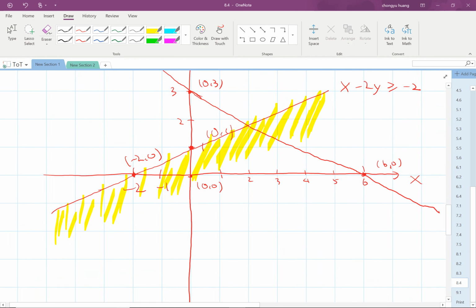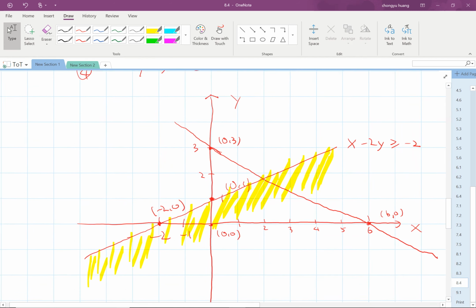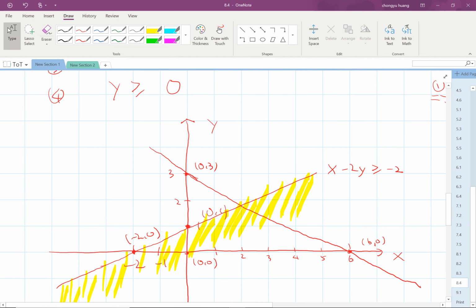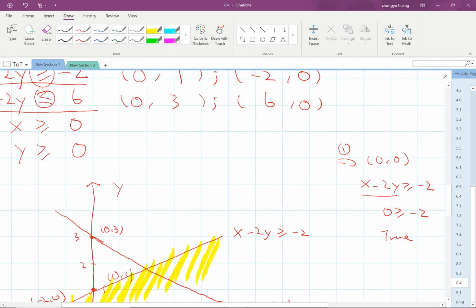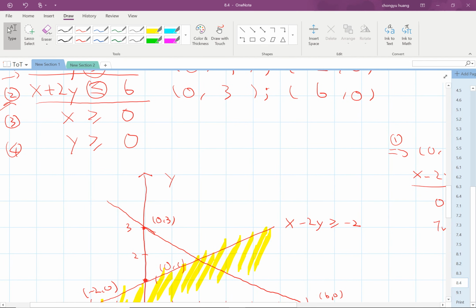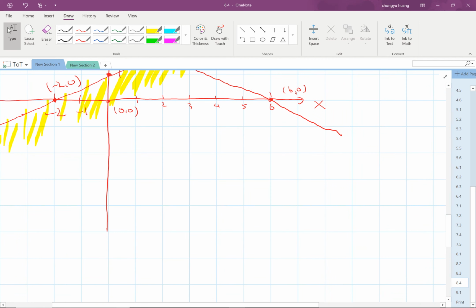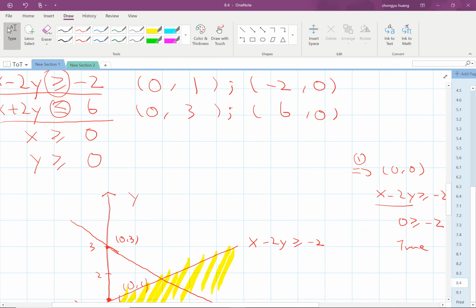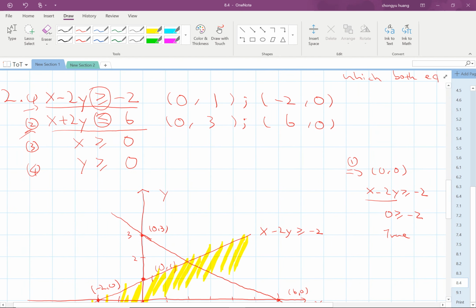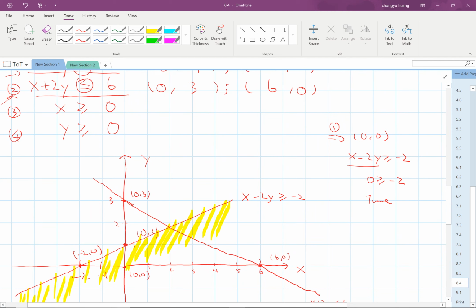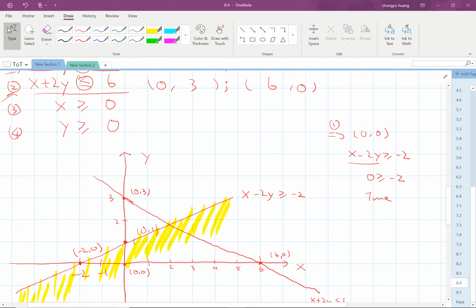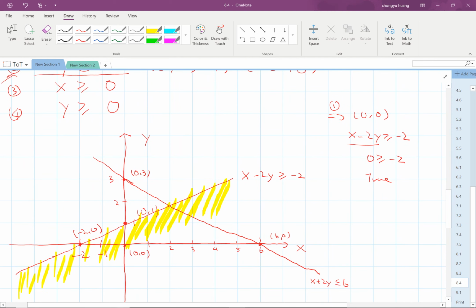Okay, so now let me write down the equation first. The equation is x plus 2y less than or equal to 6. This line is x plus 2y less than or equal to 6. So now we have finished drawing the line, right? Now we have to determine the area.